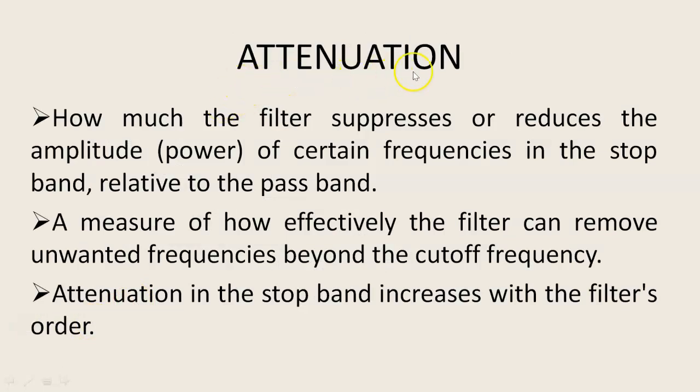Next, one more important parameter involved in filter design, that is attenuation. The attenuation in Butterworth filters refers to how much the filter suppresses or reduces the amplitude of certain frequencies in the stop band relative to the pass band. It is a measure of how effectively the filter can remove unwanted frequencies beyond the cutoff frequency. In a Butterworth filter, the attenuation in the stop band increases with the filter's order.